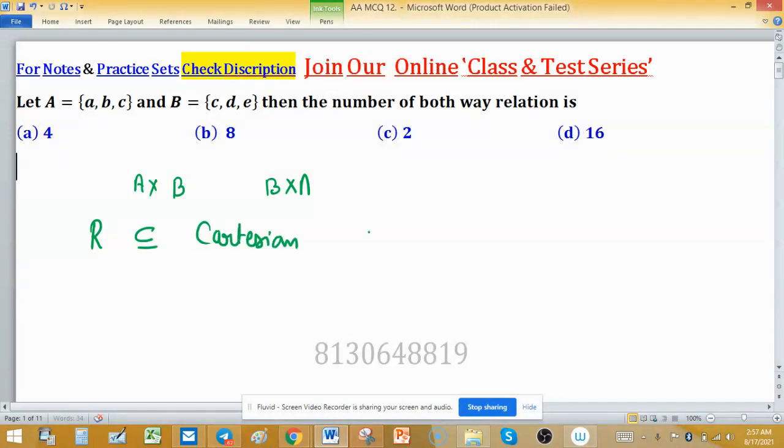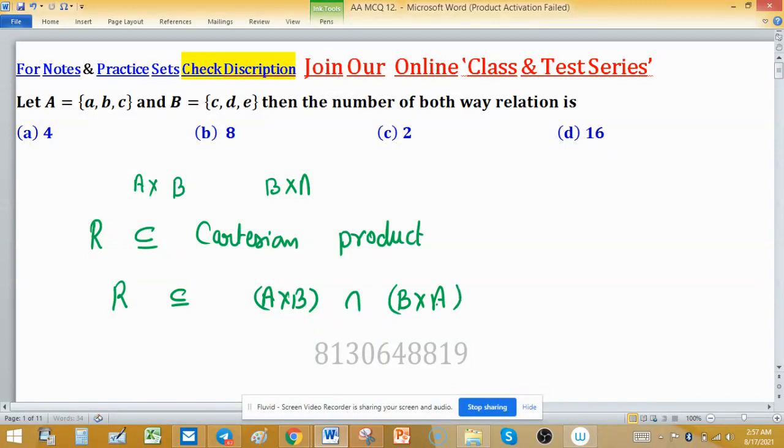Cartesian product of sets. So we have to find, because a both way relation means R will be a subset of A cross B intersection B cross A. Why did I take intersection? Because a both way relation means A cross B and B cross A, that's why. And somehow we can predict the number of relations with the help of the cardinality of this intersection.